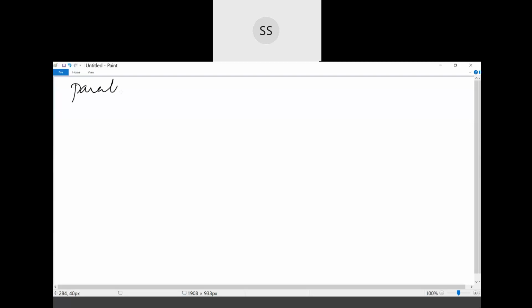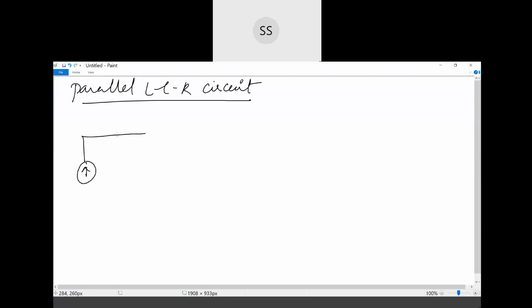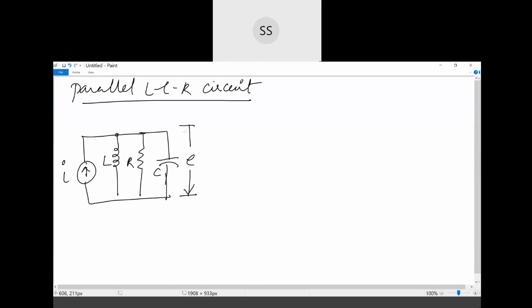In electrical systems only, we have the parallel LCR circuit. The circuit is written like this. We have L, R, and C, and this is the current source. This is the voltage across the capacitor.